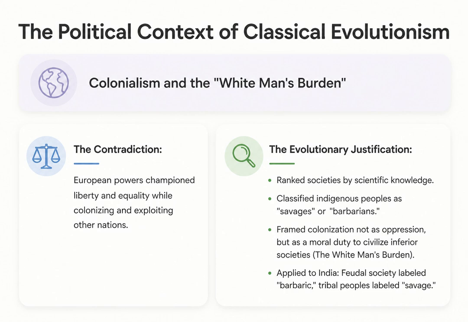In India, the British used this exact framework, labeling the agrarian society as barbaric and tribal groups as savage to justify ruling Indians as subjects in their own land.